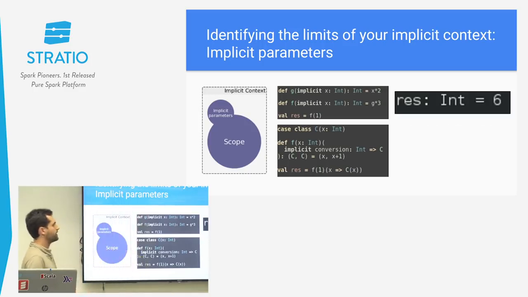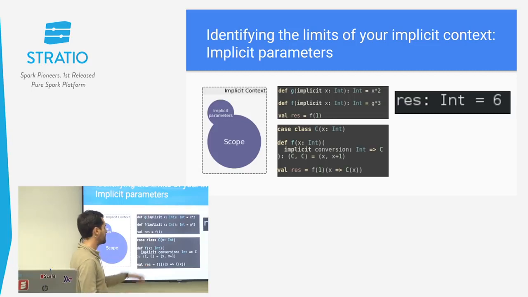There are more complex examples, which is we have a case class C with an attribute X of type int, and then we have a function F. I really love this example because it goes beyond what you would expect from what we have seen before. You are receiving an implicit value called conversion, and it is of type function from int to C. And it's returning a pair of two C's.